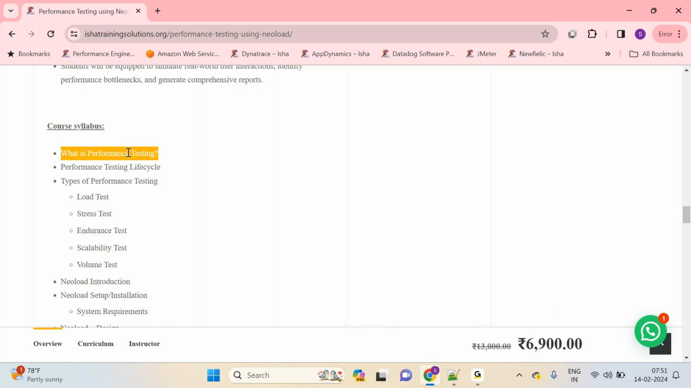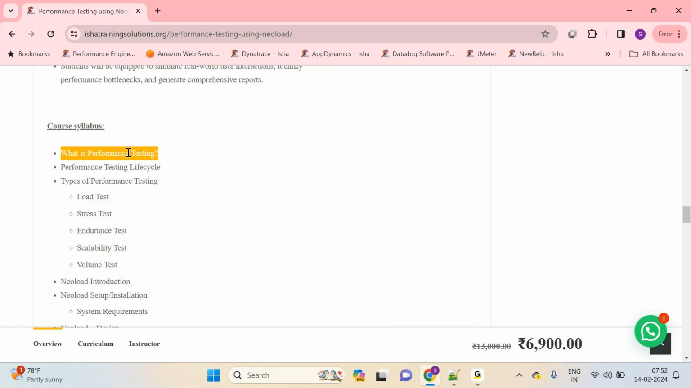Next one, performance testing life cycle. Guys, for any activity that you are doing, there is a life cycle people are following. Even I told you, right? For development activity itself, there is a life cycle. Okay, SDLC, software development life cycle.